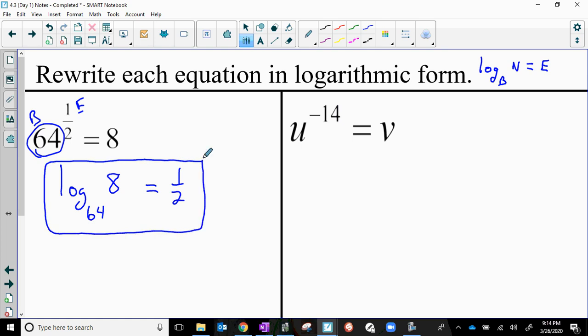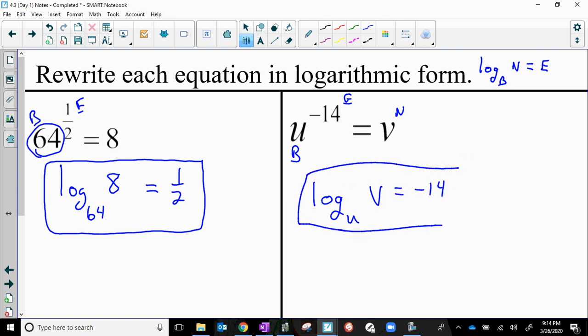Okay. So in this problem, we have our base, our exponent, our number. We're going to convert it to exponential form. So take your exponential form, something you should be very well versed with: base, exponent, and then some other value, some number. And we're going to convert it to a logarithm. So log base u of v equals -14.